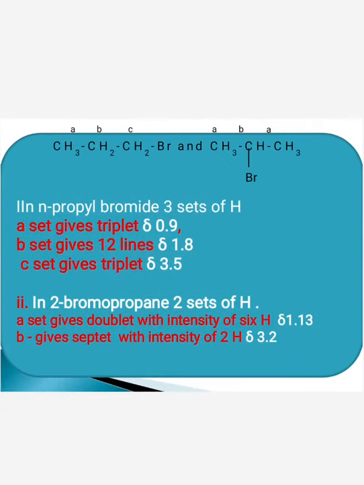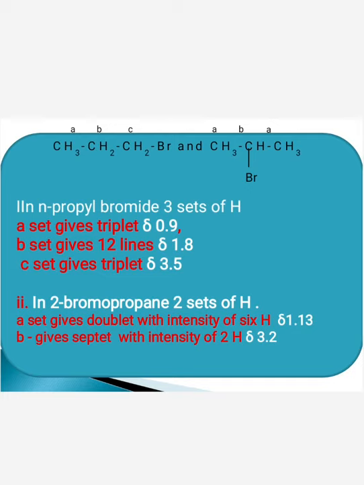Now let us see the number of multiplets for each set. In n-propyl bromide, there are three sets of hydrogen atoms. For A set, we get a triplet: n plus 1, 2 plus 1, we get a triplet at delta 0.9.